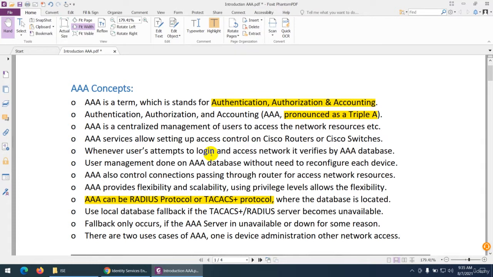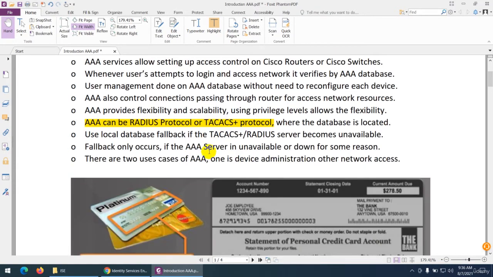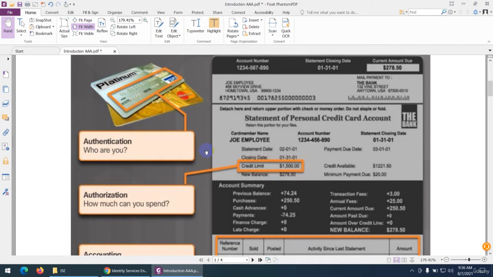So this is called AAA, because it provides you authentication: provide username and password, certificate, whatever the procedure is to prove your identity. Then authorization: what you can access. And then whatever you have done, it will be recorded. So this is called AAA. I will explain it here with an example.